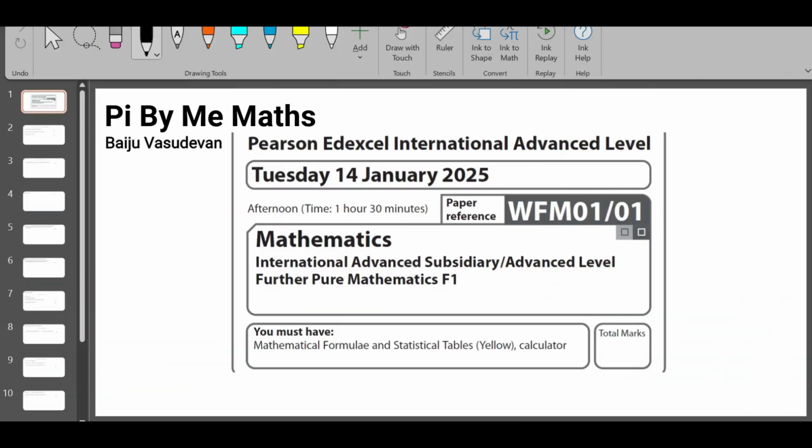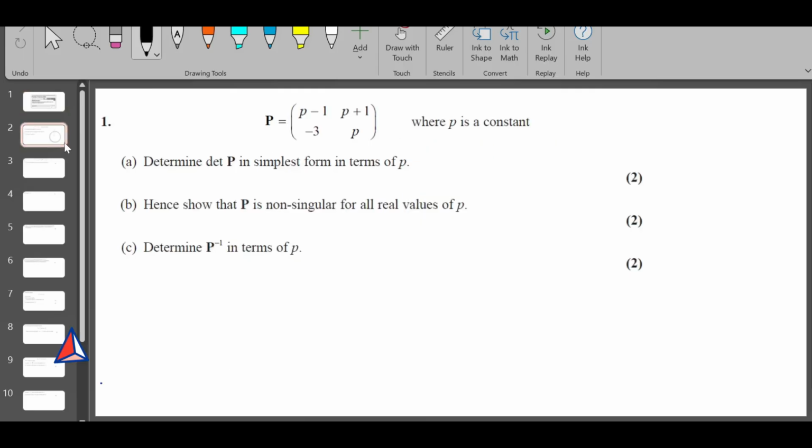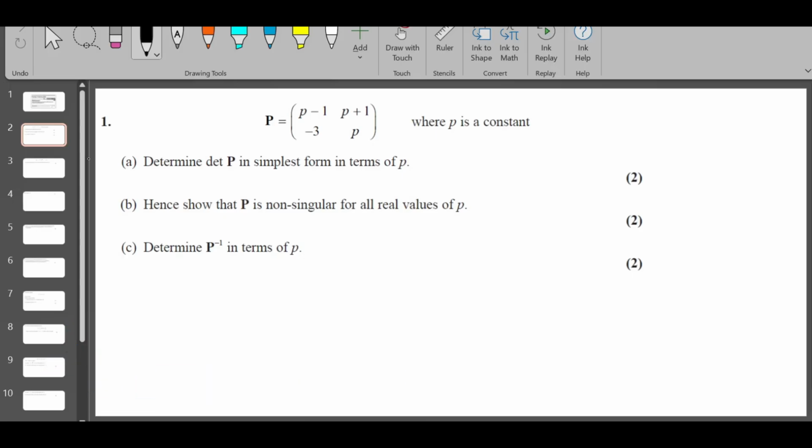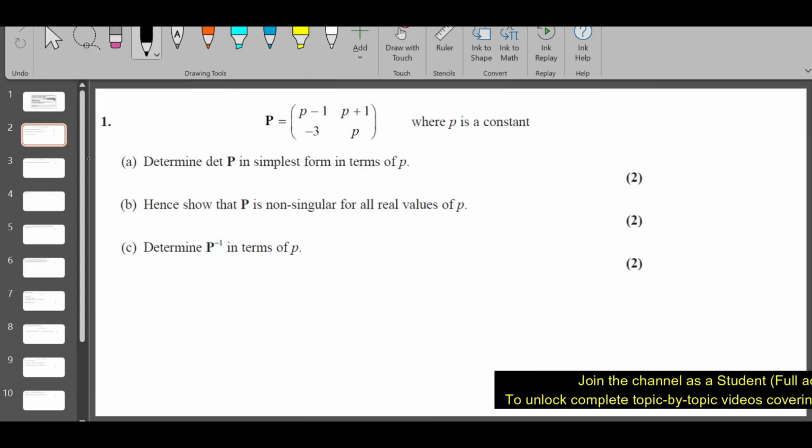This is by Vasdevan. In this video, we are going to be solving the January-February 2025 Pure Math 1 past paper. Let's look at question number 1. Part A, we have a matrix given. Determine the determinant value of P in simplest form in terms of P.